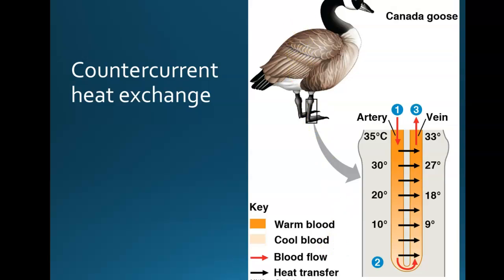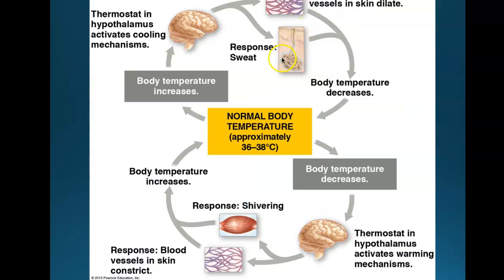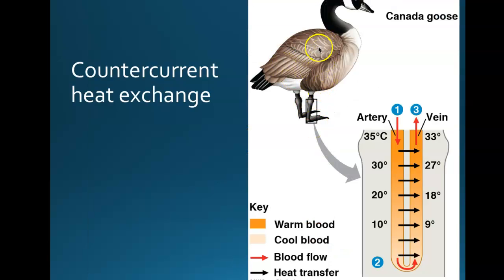Countercurrent heat exchange is going to involve the warm blood on the inside, or the core of the animal, moving out to the outside of the animal, and when it passes by the cold blood that's moving in, it's going to warm it up. So the warm blood is moving from the inside to the outside. The cold blood is moving from the outside to the inside. When they cross paths with each other or next to each other, the heat is actually going to move into the colder blood.